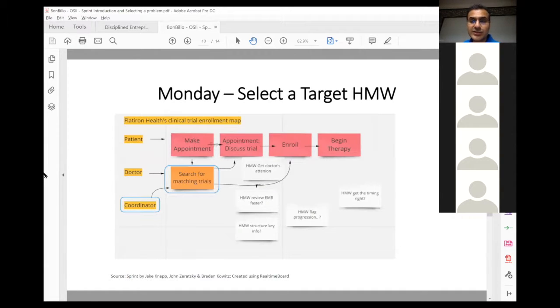And so this is just the Flatiron team selecting that they want to focus on helping the coordinator search for matching trials, right? And so this is the how might we that they came up with, that they thought was the most exciting and the largest opportunity to increase the success rate of client enrollment.